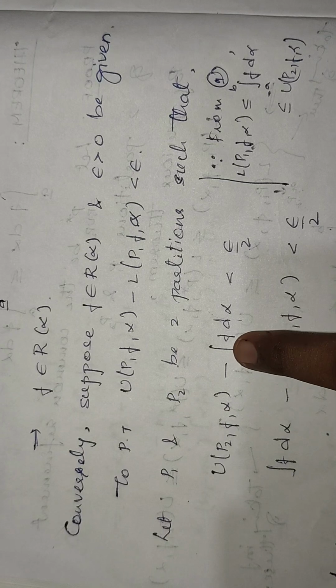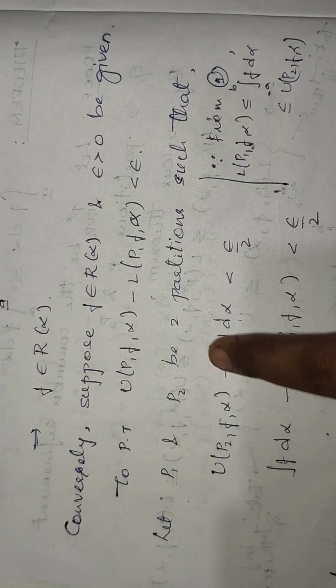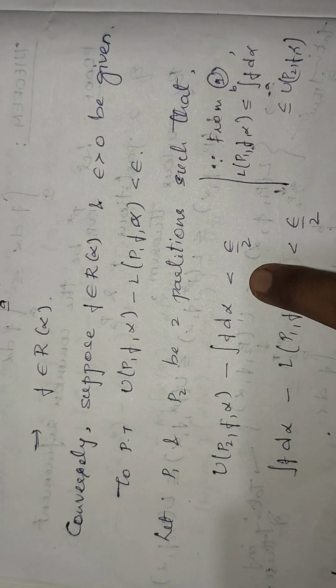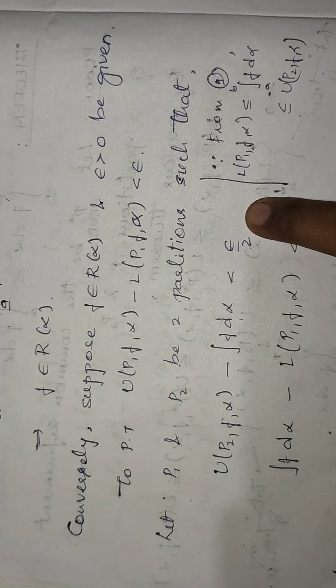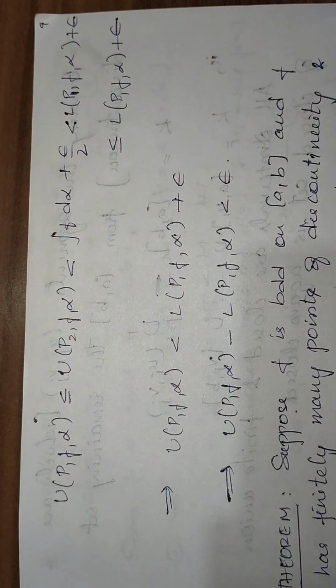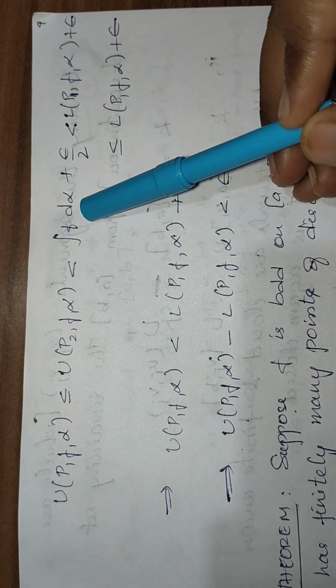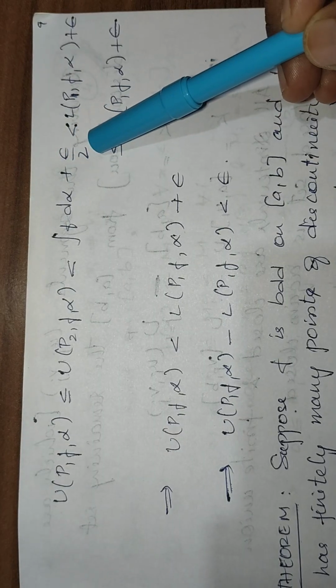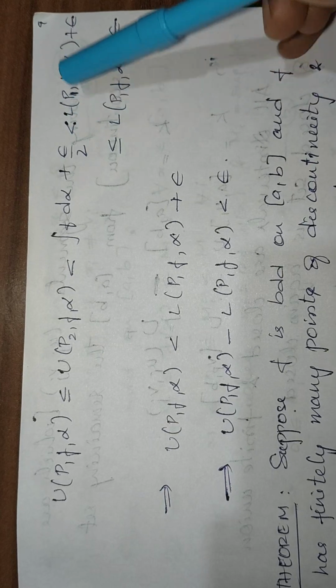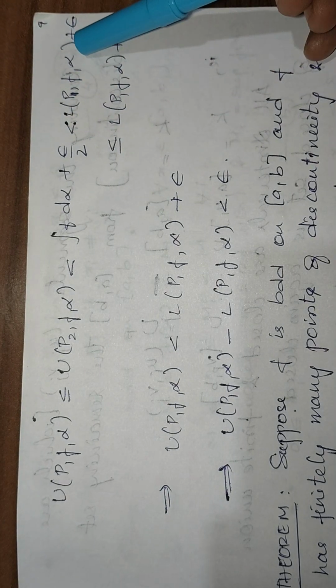And this U of P2, f, alpha is less than, see here, we have taken this difference is less than epsilon by 2, which means if I take this integral f d alpha this side, I'll have U of P2, f, alpha less than integral f d alpha plus epsilon by 2. Okay, so I will write this is less than this plus this. So here, less than integral f d alpha plus epsilon by 2. And this integral f d alpha plus epsilon by 2 is less than L of P1, f, alpha plus epsilon.